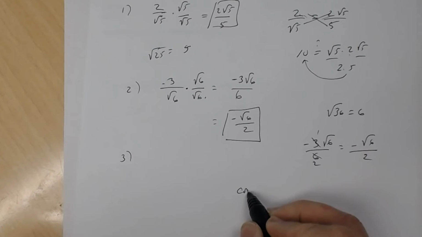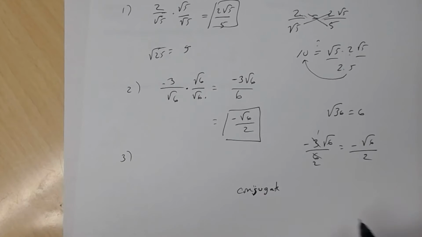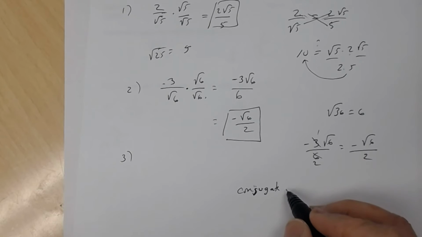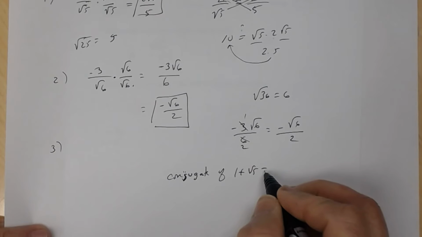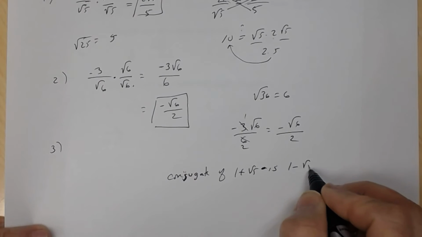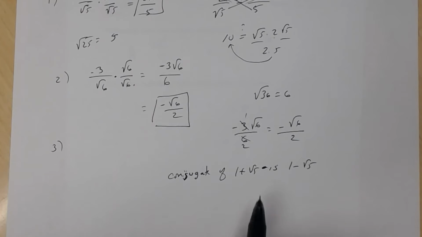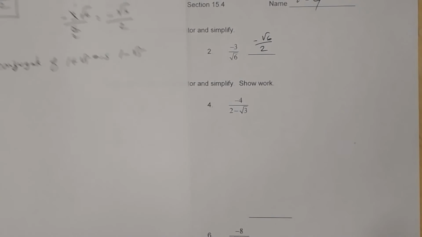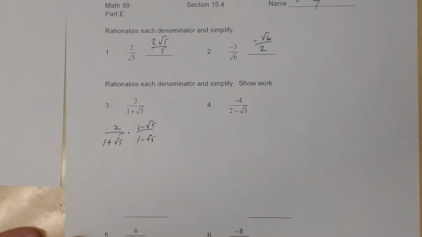So the conjugate, C-O-N-J-U-G-A-T-E, conjugate of 1 plus the square root of 5 is 1 minus the square root of 5. So basically all you're doing is just changing the middle sign here. The conjugate of 1 plus the square root of 5 is 1 minus the square root of 5. Okay? All right. So I'm going to say this. 1 minus square root of 5, 1 minus square root of 5.